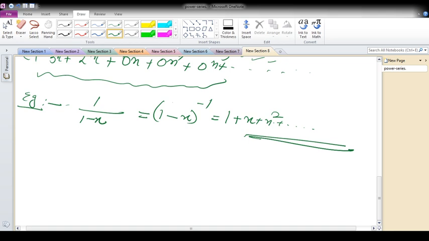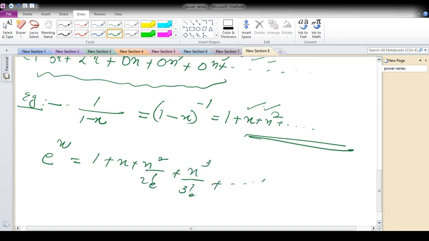Next thing is e raised to x. e raised to x is a power series. e raised to x can be written as 1 plus x plus x square by 2 factorial plus x cube by 3 factorial plus etc. So it can generally be written as summation n equal to 1 to infinity x power n by n factorial. So e raised to x is also a power series. 1 by 1 minus x is also a power series. So these are examples of power series.